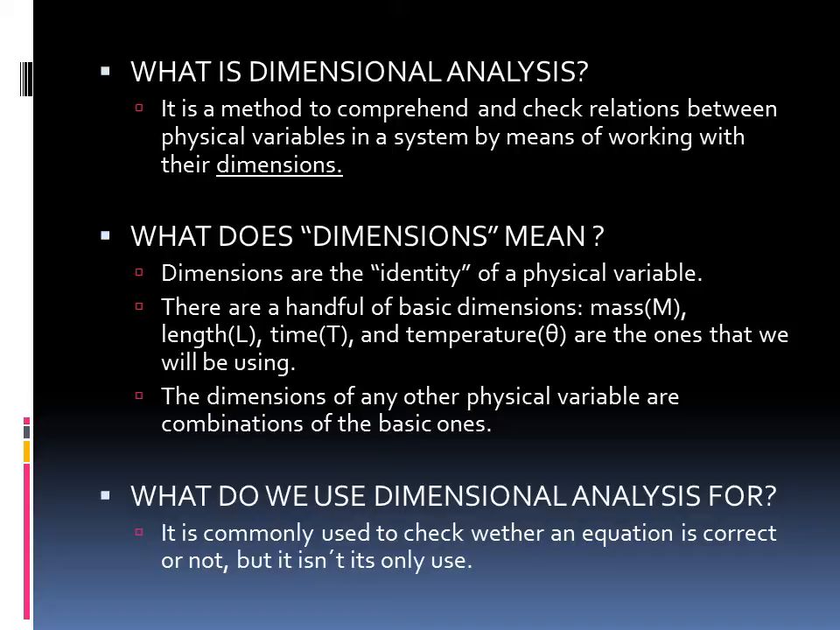Dimensions are the identity of a physical variable. You can tell what a number means physically by looking at its dimensions. There are a handful of basic dimensions: mass, length, time, and temperature are the ones that we will be using. The dimensions of any other physical variable are combinations of the basic ones. Speed, density, and force are some examples.